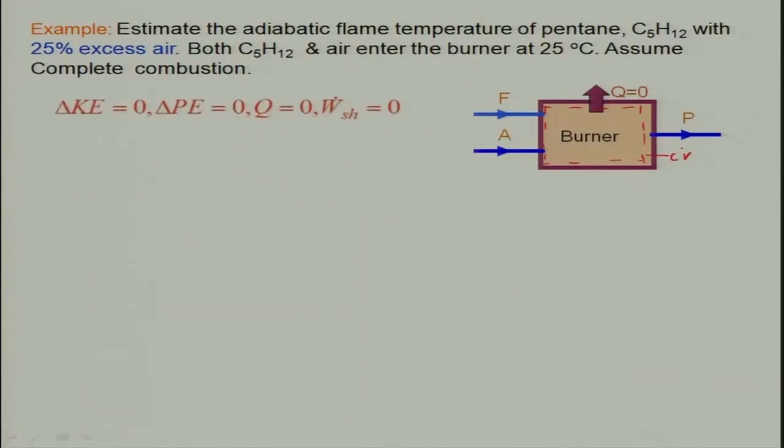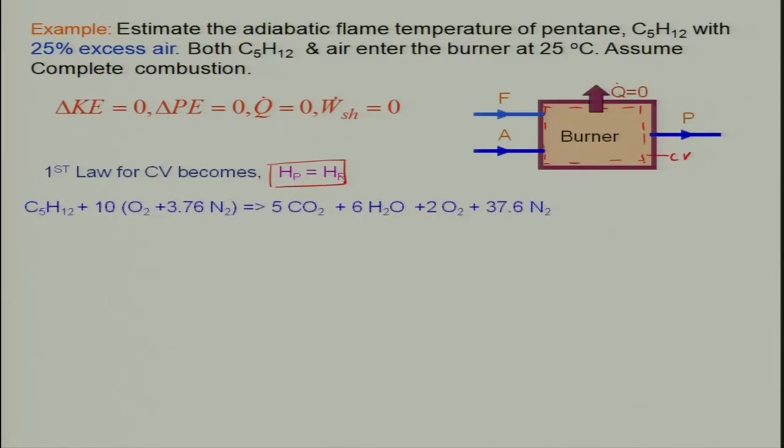The same assumptions apply: change in kinetic energy is 0, change in potential energy is 0, heat is 0 and work done is 0. The dot is there because it is per second. And the first law of thermodynamics for a control volume is nothing but HP equals HR. Total enthalpy of product equals total enthalpy of reactant side. This reaction we can consider: 1 mole of pentane reacting with 10 moles of oxygen and nitrogen, giving 5 moles of carbon dioxide, 6 moles of water, 2 moles of oxygen and 37.6 nitrogen. You will have to balance it, of course.